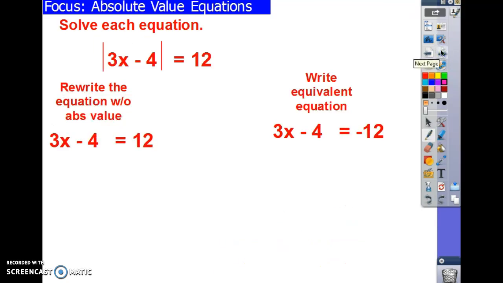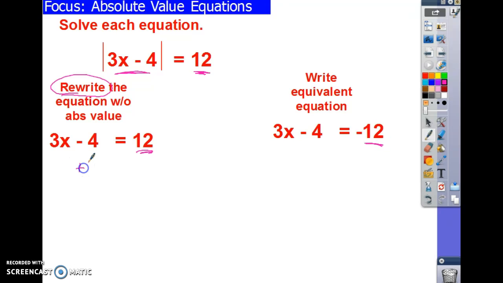So here we go. Here's our first equation. What you have is the absolute value of 3x minus 4 equals 12. We're going to rewrite the equation without the absolute value signs, but because we know that this value can be equal to negative 12 or 12, because the absolute value of negative 12 is 12 and the absolute value of positive 12 is 12, we rewrite it with a positive 12 and over here with a negative 12, and then we solve.